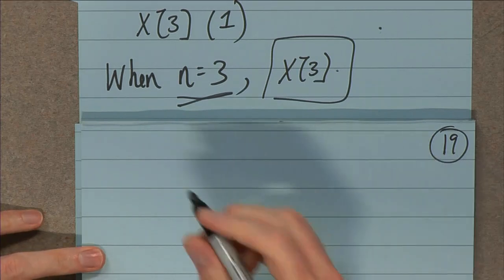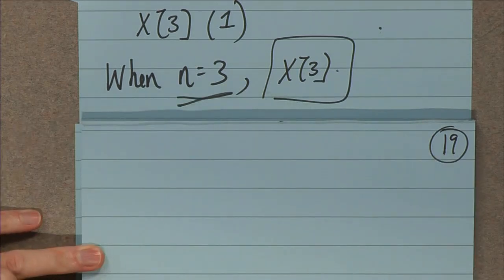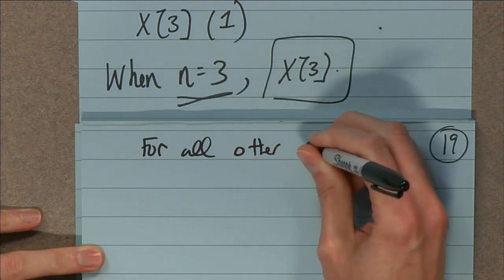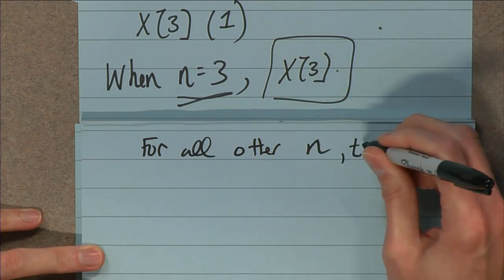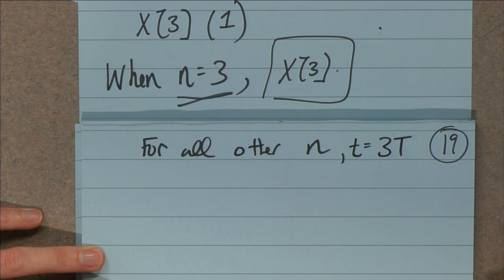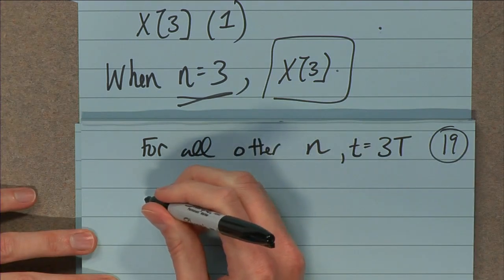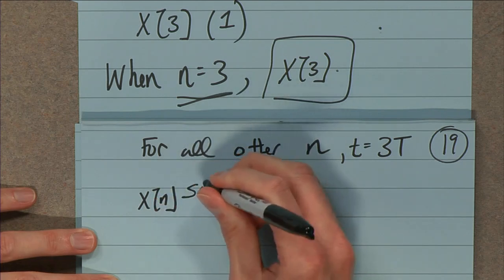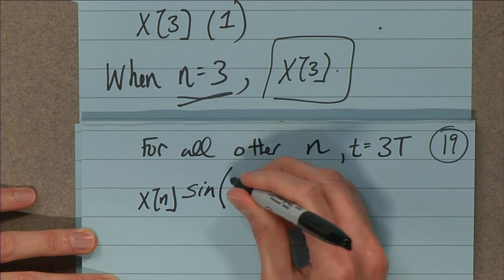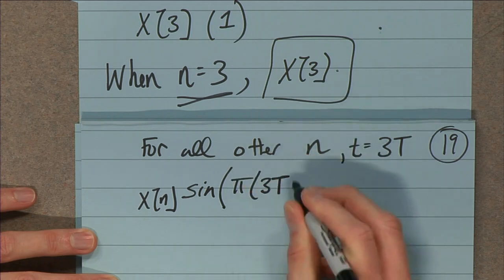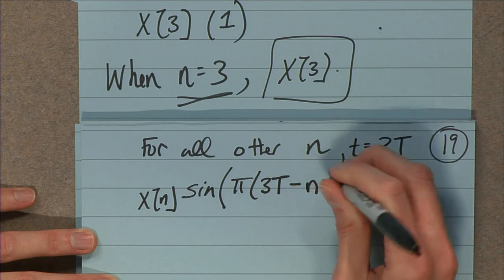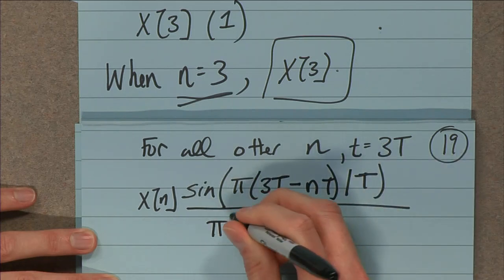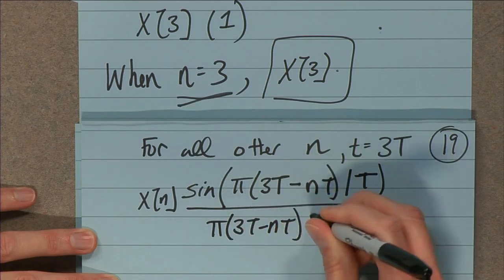Let's go back and look inside the summation, for all other n. Now remember, t still equals 3T. We didn't change that, but now we're looking at all other n. So if that's the case, x of n is part of that summation. We've got sine of pi times 3T, because that's where t is right now, minus nT, whole thing divided by capital T again. And it's pi (3T minus nT) all over capital T.